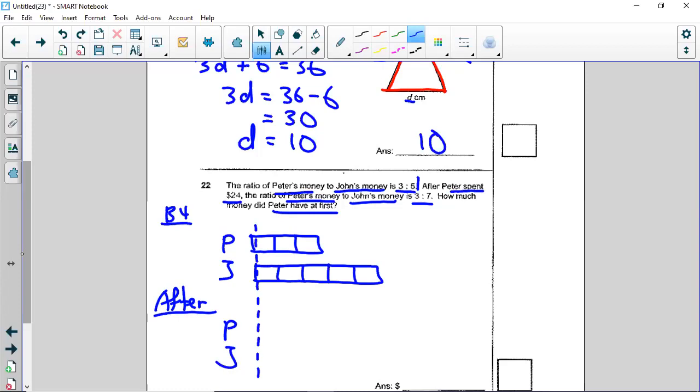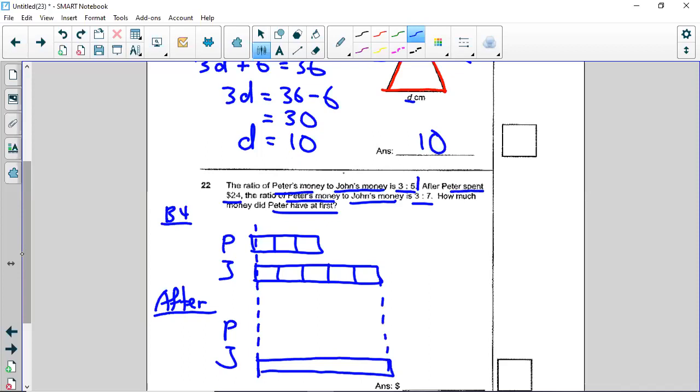So every time you have a before and after problem, you need to ask what is unchanged or what is the same. There are four answers. Total unchanged. Difference unchanged. One person unchanged. Or everything changed. So you have to choose one of the four answers. So in this problem, what is unchanged? John's money is unchanged. So you draw his rectangle first because it's easier to draw.